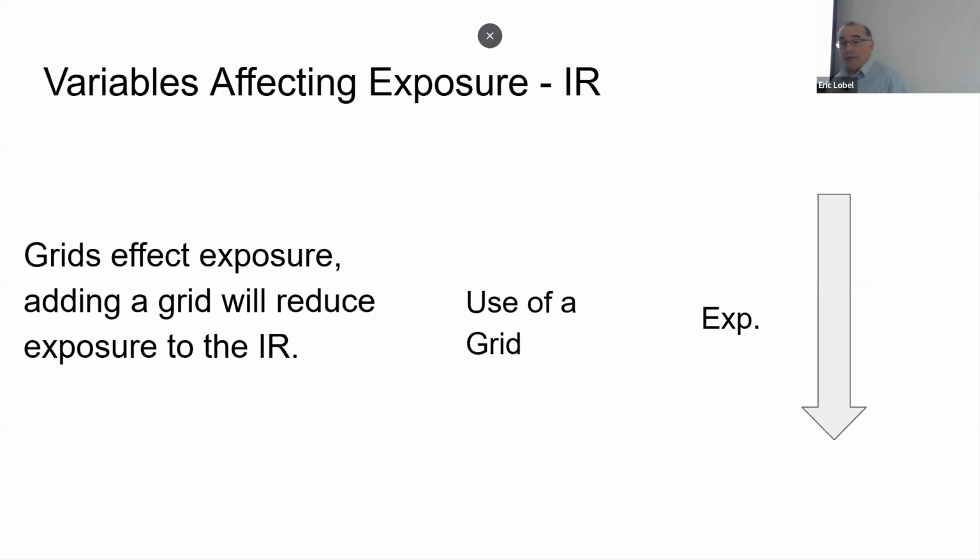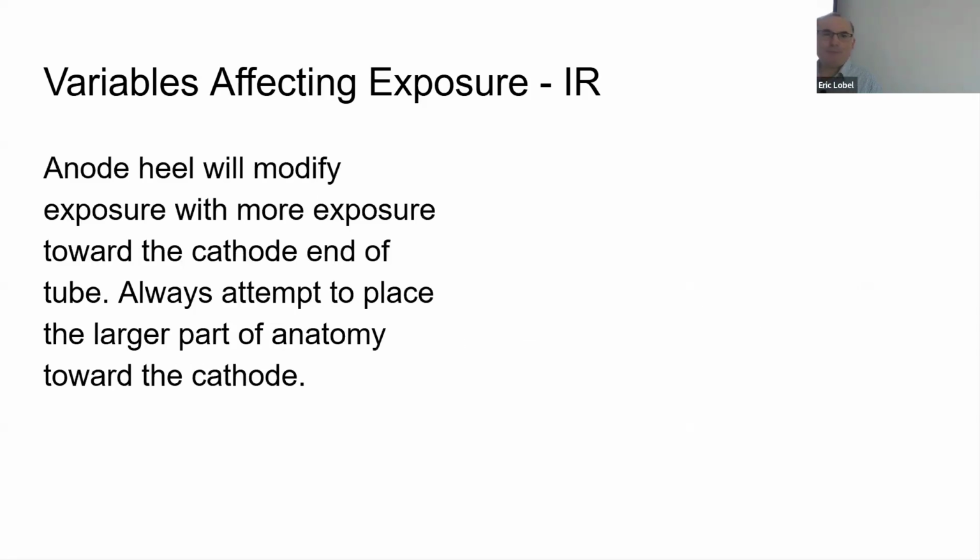So when we use a grid, the exposure to the image receptor goes down, but the exposure to the patient doesn't, right? We need to compensate for how good the grids are. Anode heel effect has very little effect nowadays because we have this digital technology, but just in case it's on the registry, we know, and this hasn't changed, that there's more intensity on the cathode side than towards the anode side. So the idea is, especially if you have a long bone, because you get more the further away you get from the central ray.